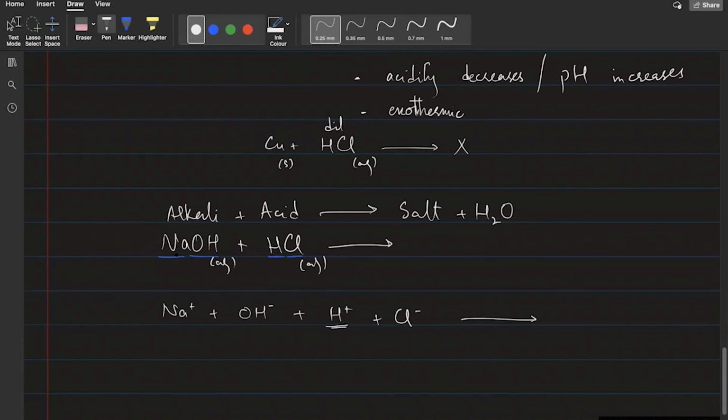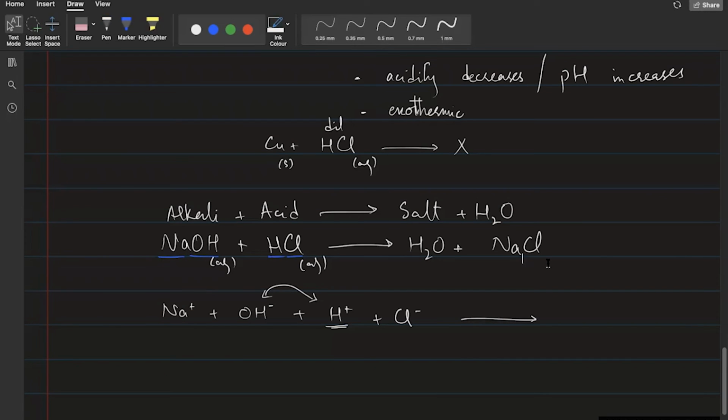It wants to get H positive. So that's exactly what it does. This hydroxide will bond with this hydrogen ion and you will get water. And once that is done, sodium and chloride are the only ones that are left over. So they bond together. But remember, as long as there's water, they will not bond together to make a solid. They will still remain aqueous because they're still suspended in that water.